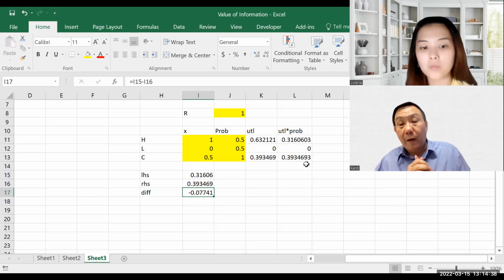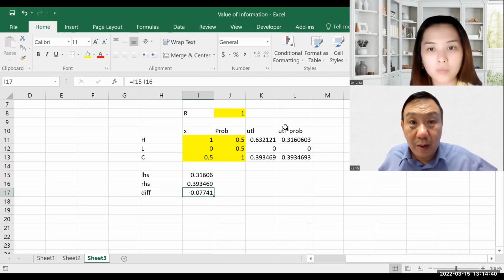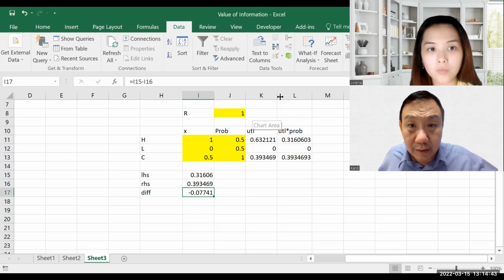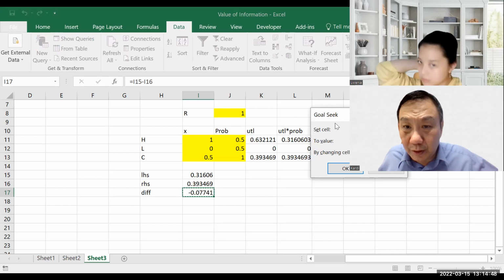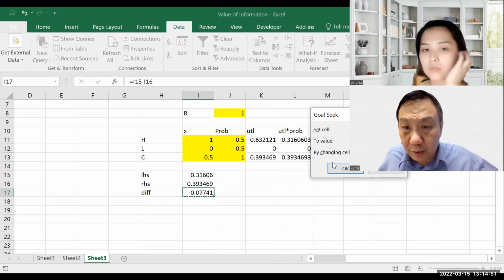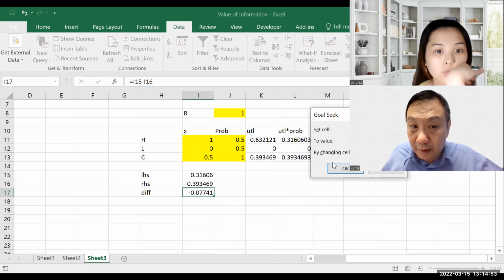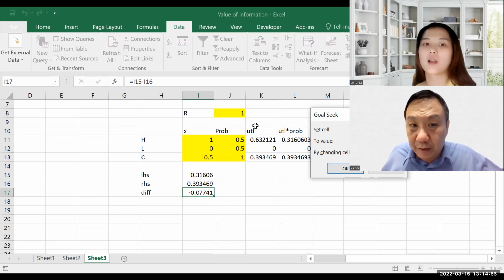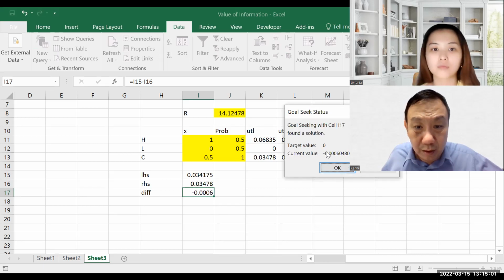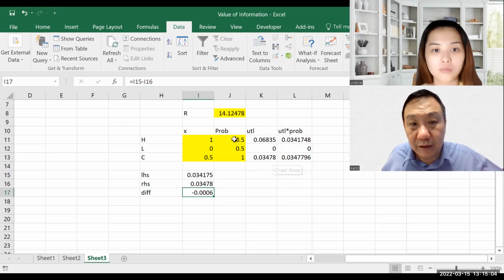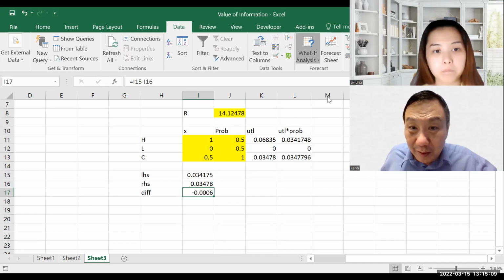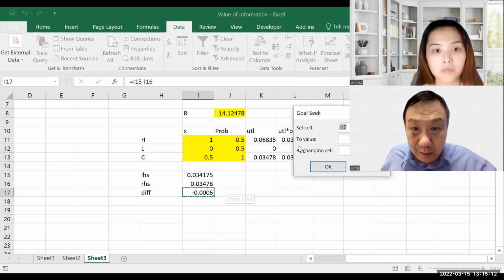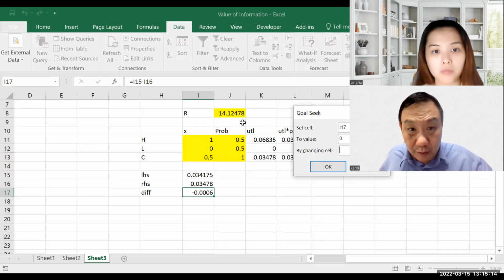So what I will do is go to Data, What-If Analysis, Goal Seek. What do you want to set? I want to set the difference to 0, between the left-hand side and the right-hand side, by changing R. Okay. Oh, I got 14. So this is the answer. Oh, not yet 0. I need to set again. Set this to 0 by changing this cell.